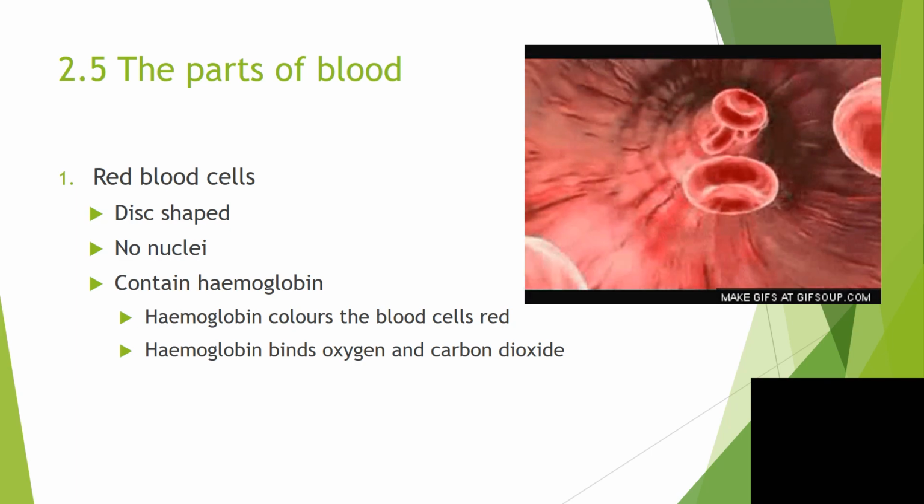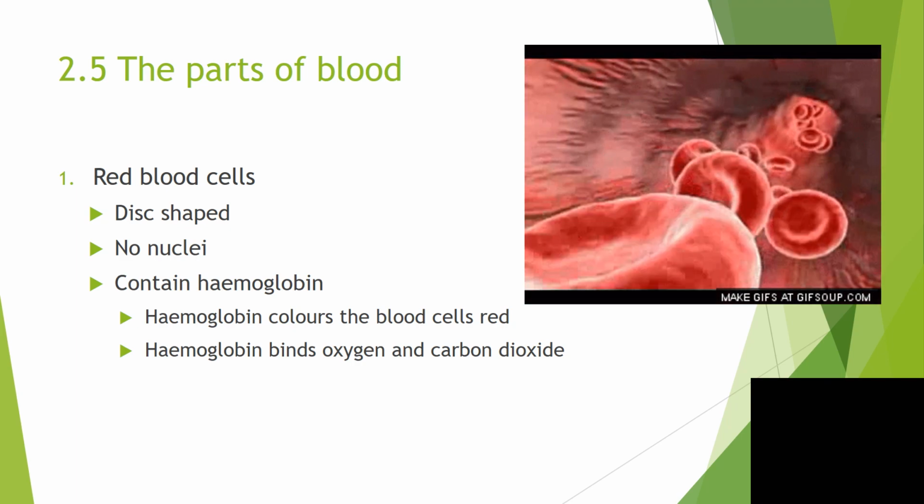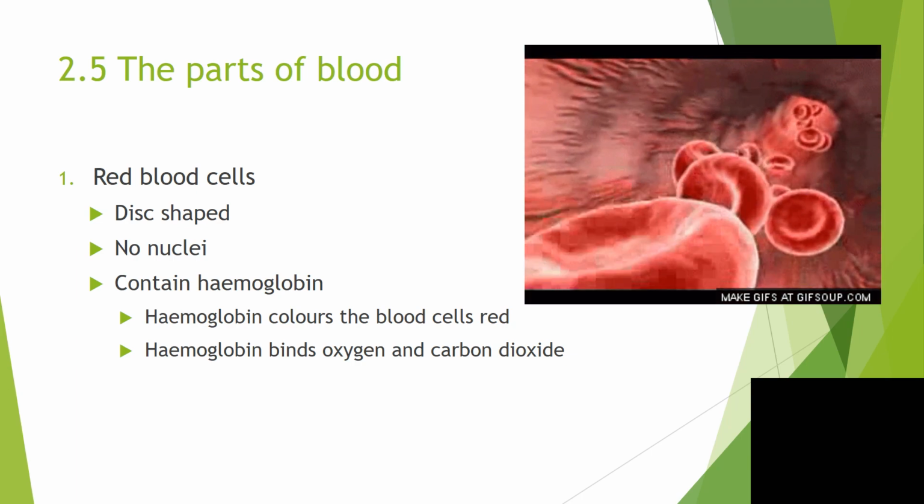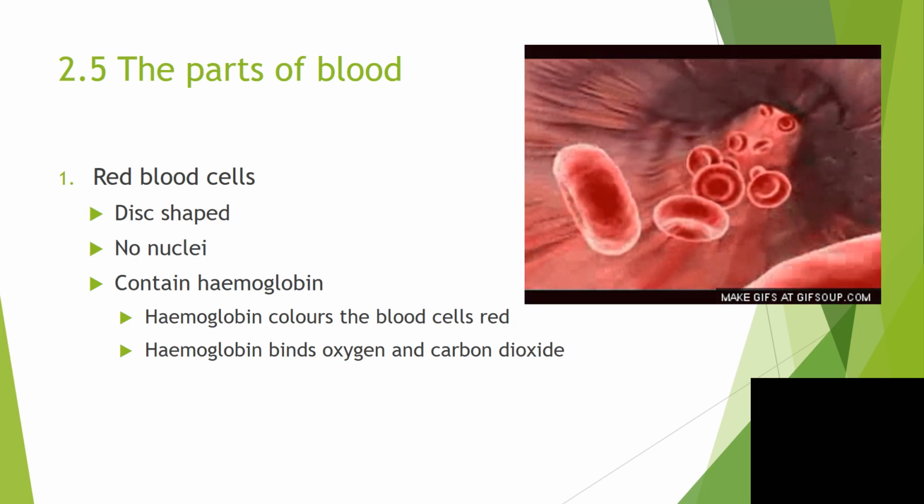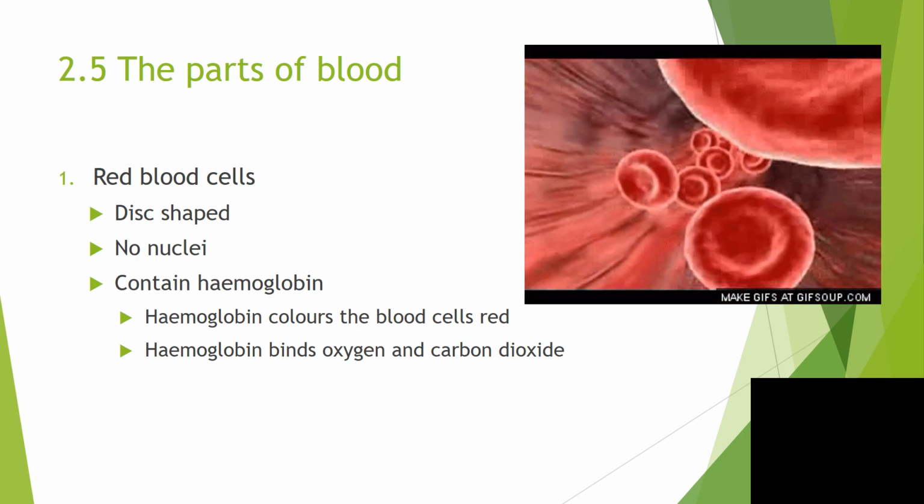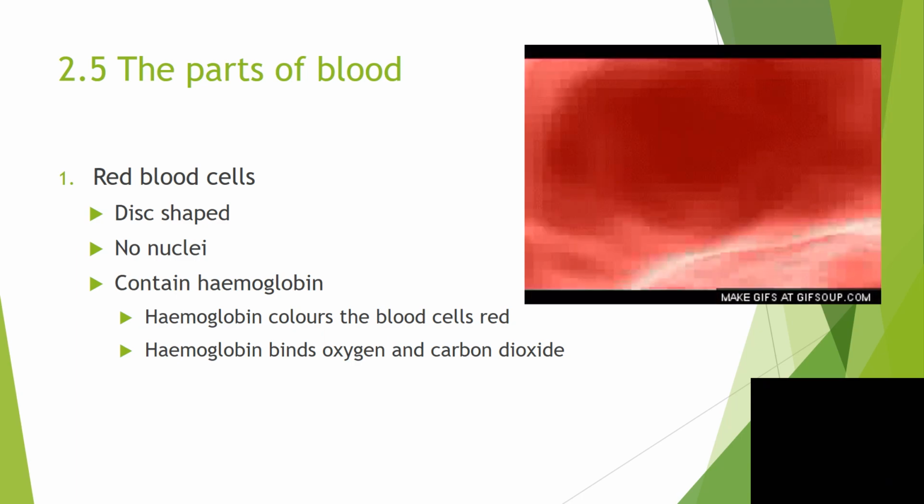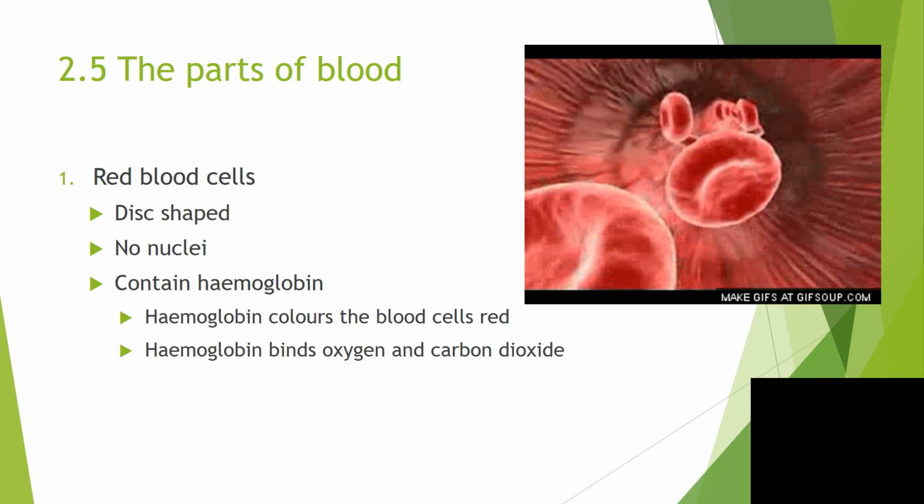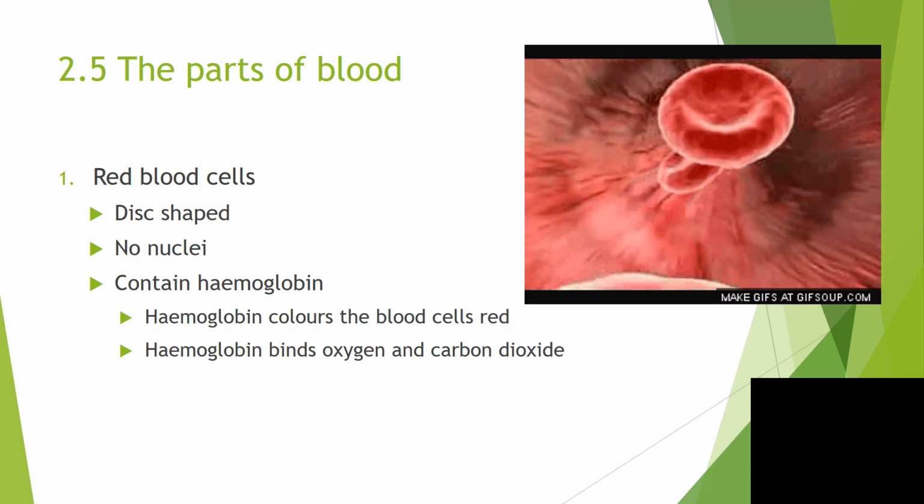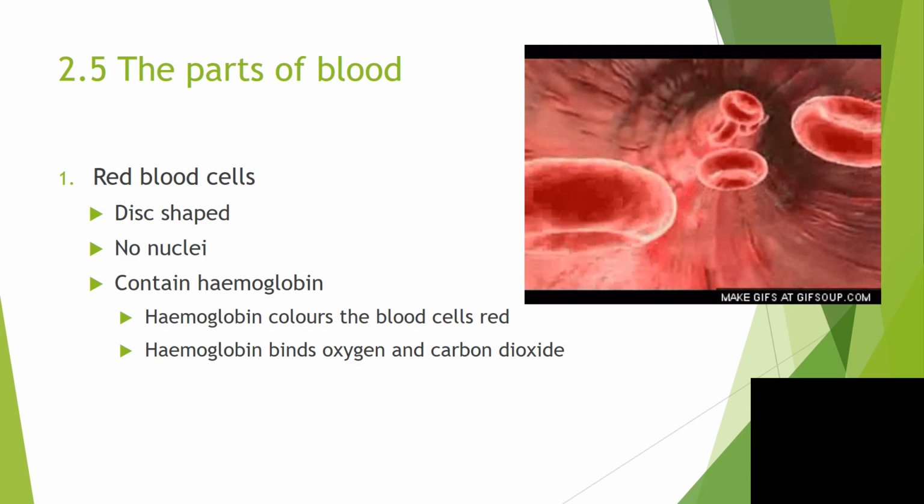And they have so much hemoglobin inside of them that they have no room for a nucleus. That's very, very irregular for blood cells, or actually for cells in general. So no nucleus, because they really need all the hemoglobin they can get in order to bind oxygen so that they can transport it.